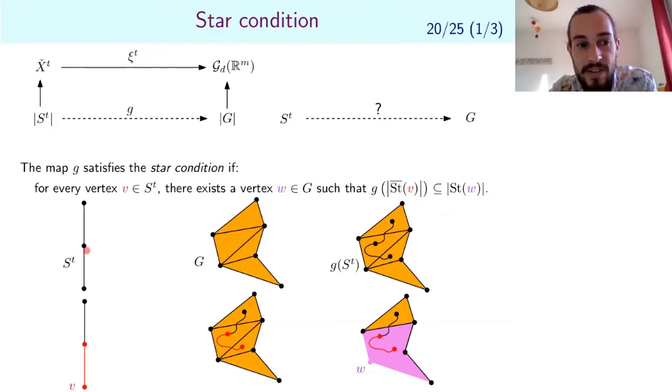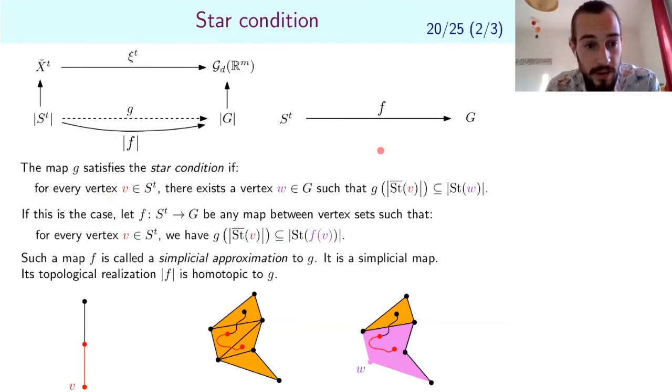So for instance, if ST were this simple simplicial complex and G were this one, consider the map G like that. I draw the image of ST. So pick a vertex V, for instance this one. Its closed star is in red. It's like the neighborhood for simplicial complexes. The image of its closed star is here in red. And if I pick the vertex W here, its open star is in purple. And you can see that its open star contains the image in red. So the map G satisfies the star condition for the vertex V. And the map G satisfies the star condition if it does for every vertex.